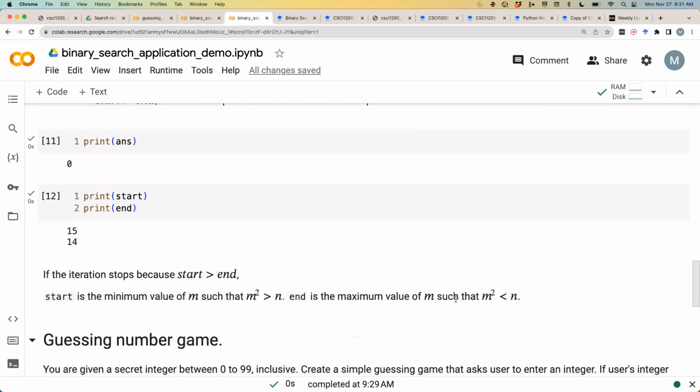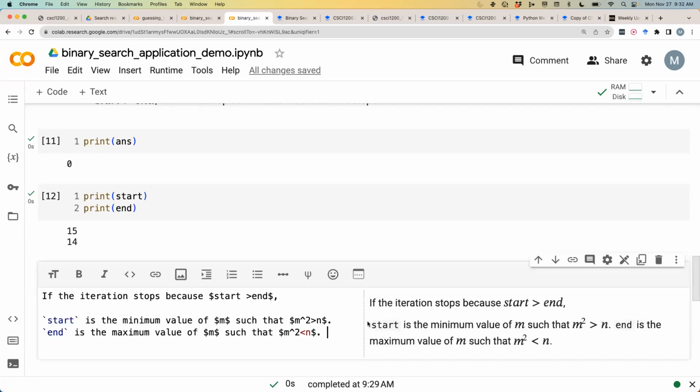So at the very end, the value of variable n here will be the maximum such m such that m squared is less than n. So this is exactly what we are looking for. We're looking for the value of m such that m squared is greater than or equal to n, okay? And any other value that is less than this value m here must be such that m squared is less than n. So which means, okay, start is our answer.